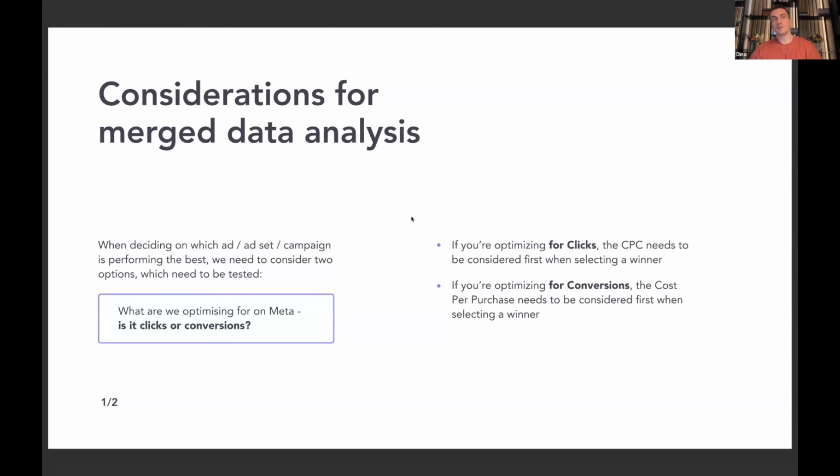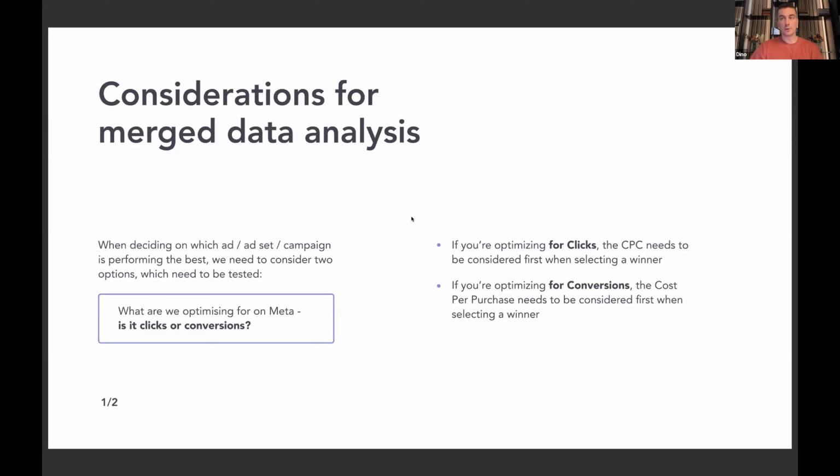What are the downsides of optimizing for either of these two? Well, optimizing for clicks is going to result in much, much, much cheaper clicks, but you are probably going to have much lower link to purchase conversion rates, which means that the quality of the traffic that's coming to the site is most probably going to be lower.